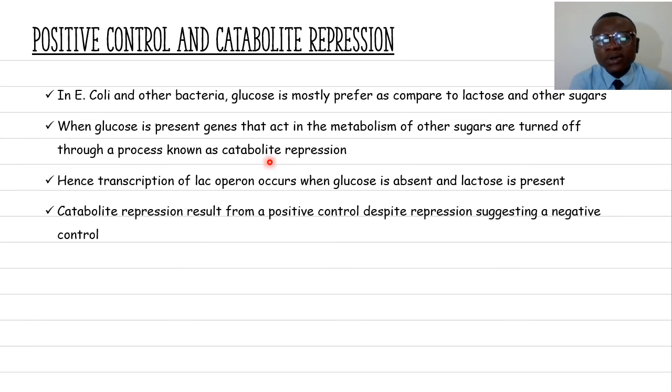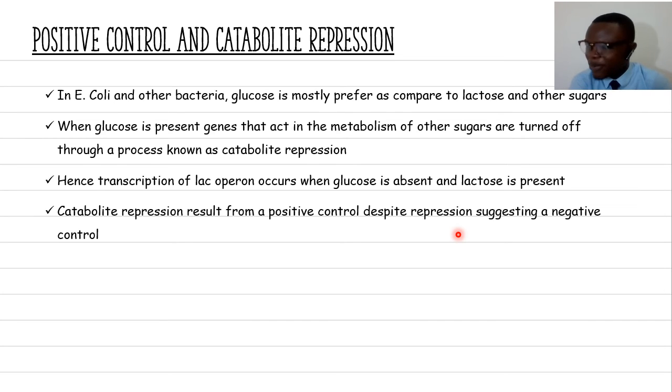Remember that. And this is called catabolite repression, meaning because you have glucose present, which is being broken down, it is going to cause the inactivation of other pathways. So the process of glucose inactivating other pathways is what we term catabolite repression. So the transcription of the lac operon is absent when you have glucose present and lactose absent. So the catabolite repression actually works in the format of a positive control, despite the lac operon suggesting a negative control.